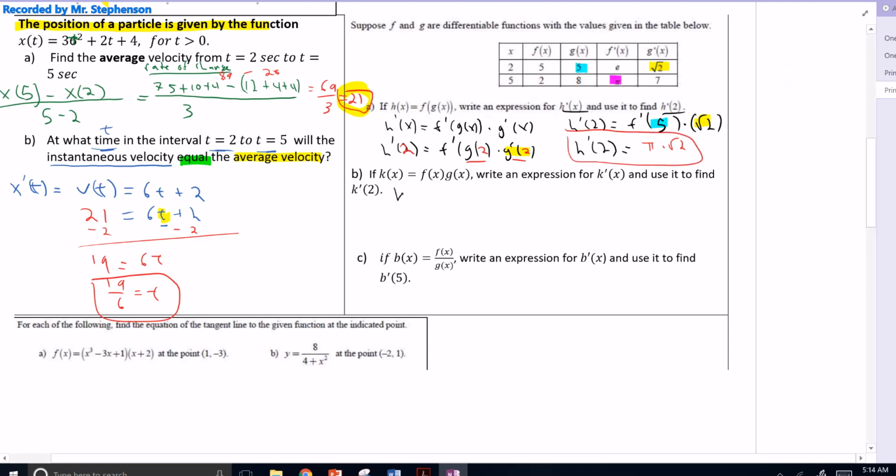For this one, notice that we have a product, which means when I'm trying to find k prime, I need to use product rule, which is f prime times g plus g prime times f.